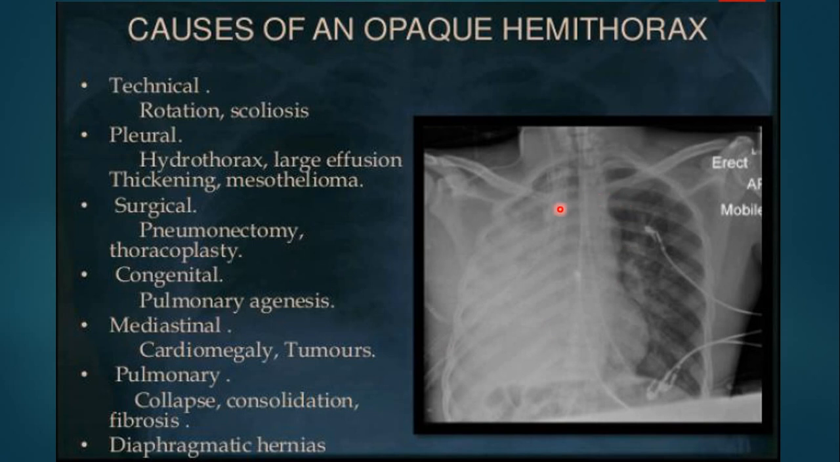Okay, you need to see the location of the mediastinum. Is it in the center? Is it displaced towards the opaque hemithorax or opposite to the opaque hemithorax? This will make a big difference in your differential diagnosis. And of course, you need to look at the bones, the ribs. Are there any surgical fractures, for example? This will help us in the differential diagnosis also.